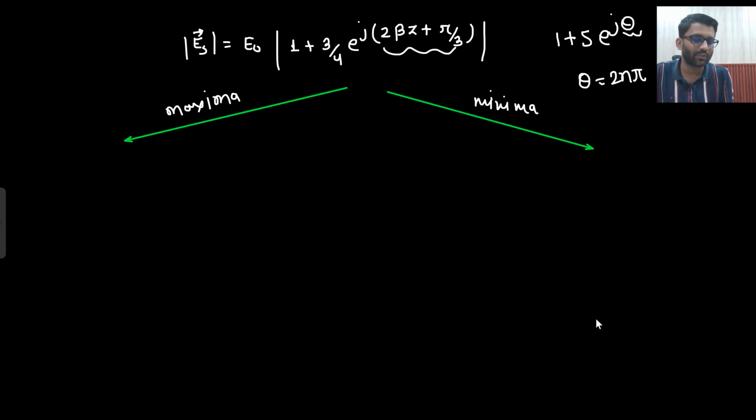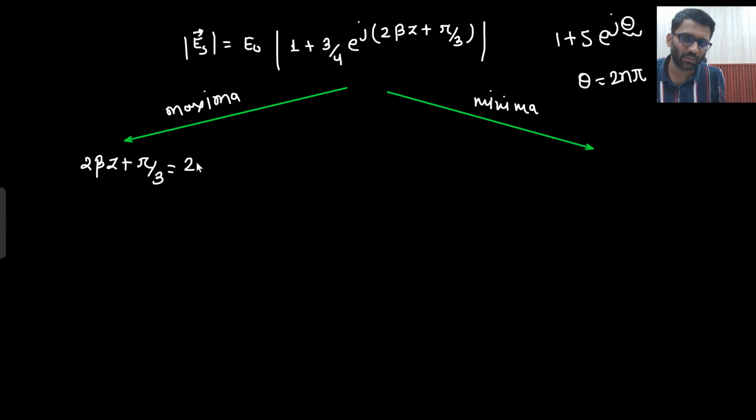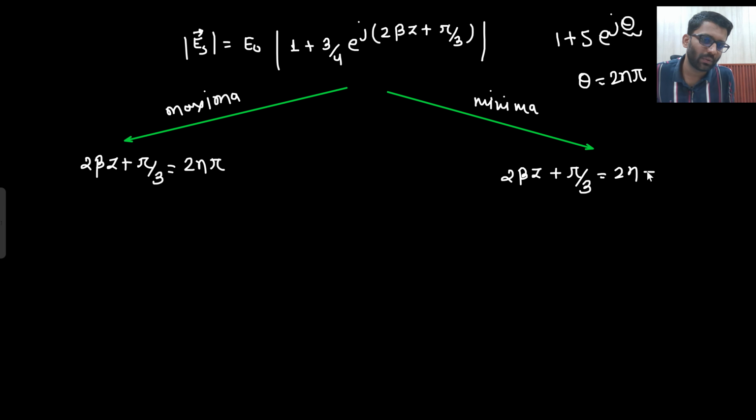Now this angle has to be equal to 2n pi. And why 2n pi? Why not 2n plus 1 pi? Because here there is plus. If there is plus, that means I need this value to be 1. And if I need this value to be 1, that means 2 beta z plus pi by 3 should be equal to what? 2n pi. Is that clear to you? And for the minimum, 2 beta z plus pi by 3 should be equal to 2n plus 1 pi. Is that clear to you or not?